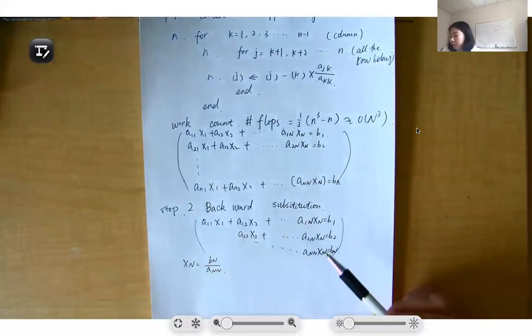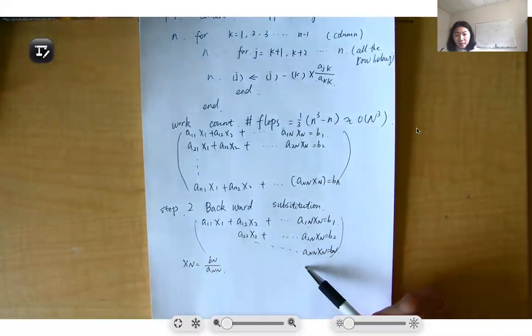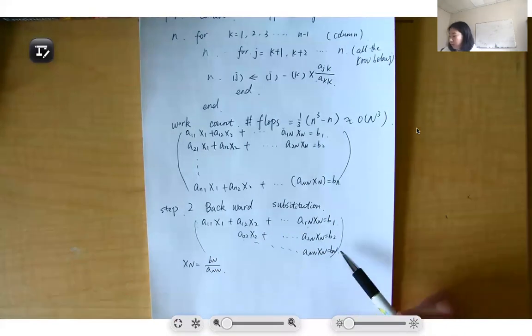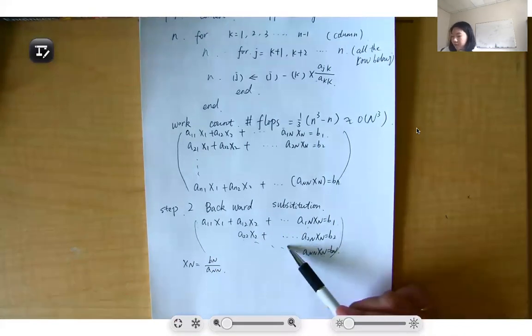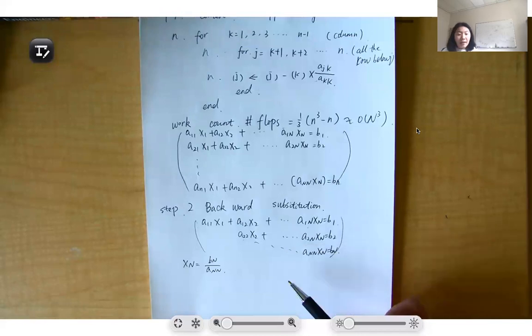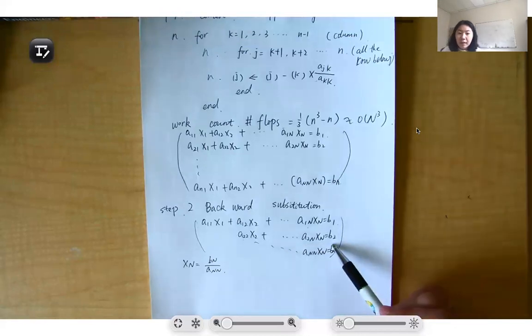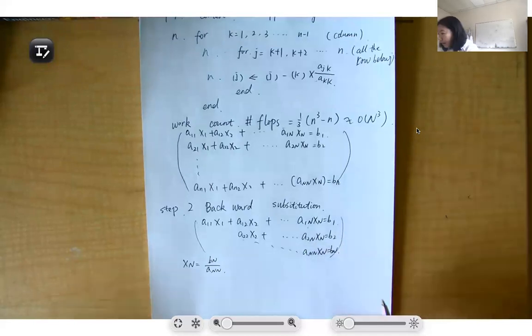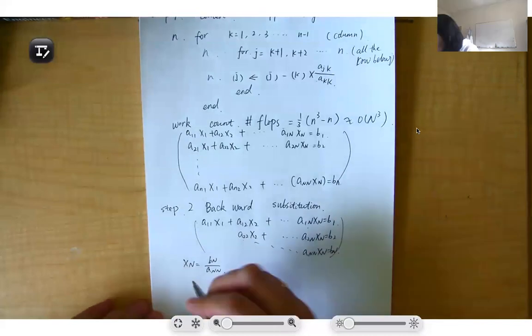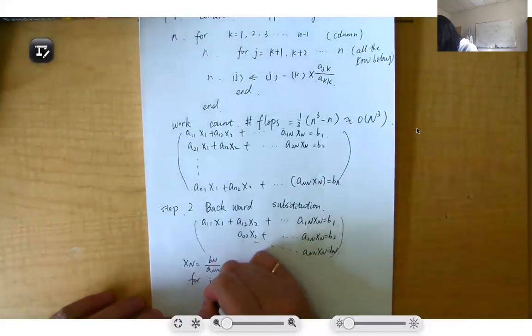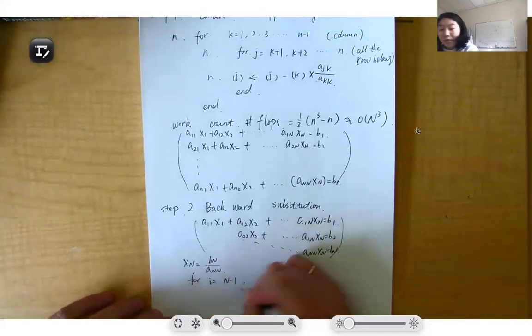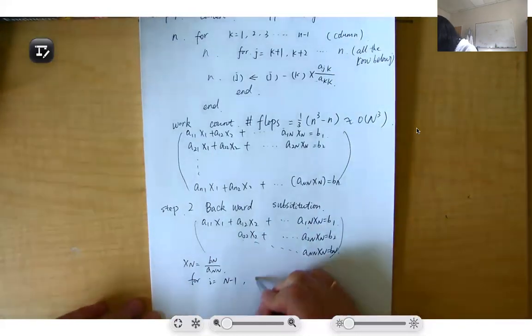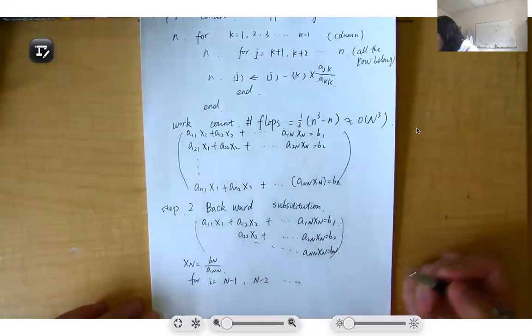And after that, you know what your xn is. Then you go to the previous row, where you can get xn minus 1 by knowing bn minus 1 and xn. So that is the backward substitution.